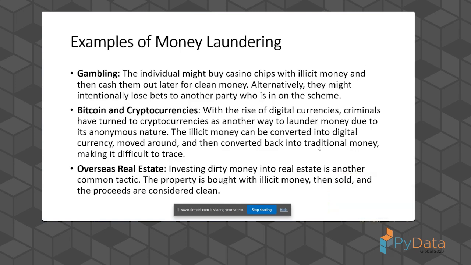Then Bitcoin and cryptocurrency. With the rise of digital currencies, criminals have turned to cryptocurrencies as another way to launder money due to their anonymous nature. And one more important point to note here is that nobody has control over cryptocurrencies. No government can control them. That's why many times cyber criminals demand ransom in cryptocurrencies or bitcoins.